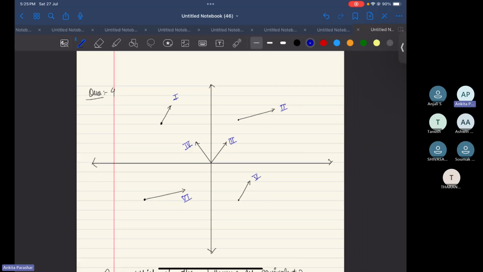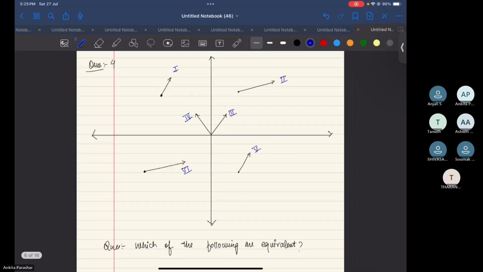Okay, now can you tell me? Ma'am, I guess 2 and 6 are equivalent. Okay. All of you agree? 3 and 5 are equivalent. What about 1? I guess 1 and 3 are also equivalent.